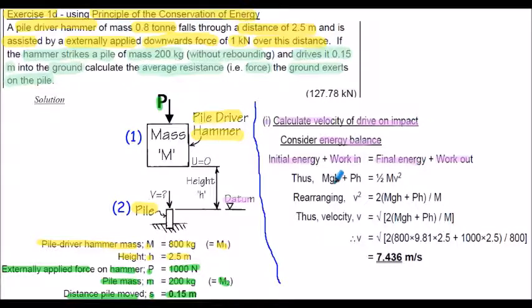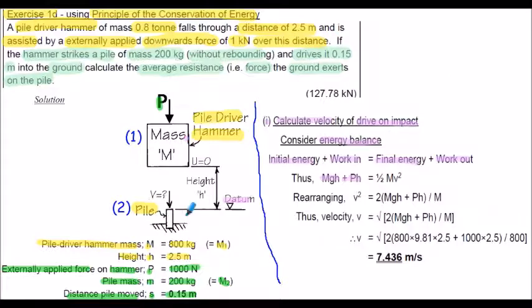So the pile driver hammer here at position 1 has potential energy relative to the datum, so mgh, and work is being done on the hammer as it moves from 1 to 2 because we've got the external force P applied constantly over the distance of 2.5 meters. So we add P multiplied by H as the work into the system.